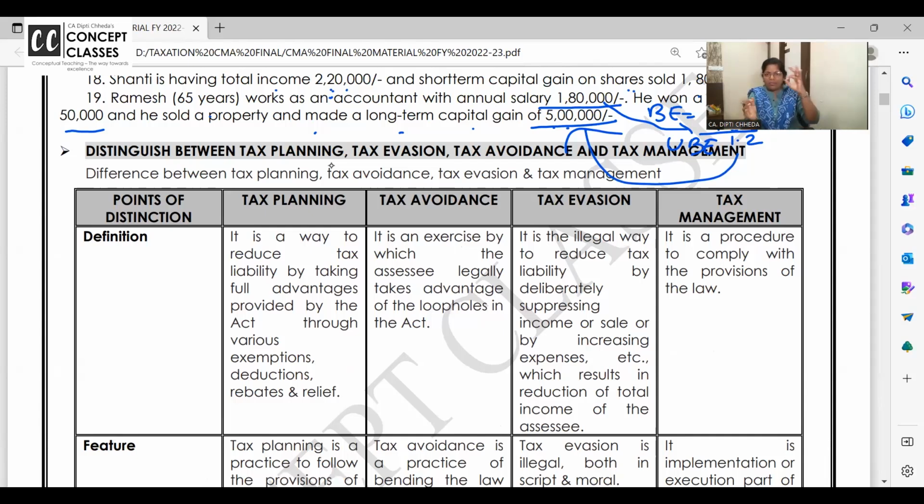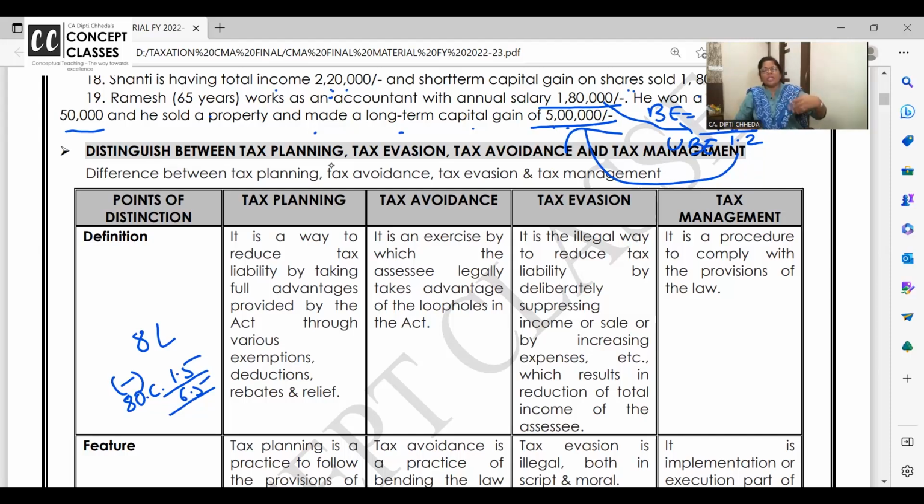So just one line explanation I want to give. Tax planning is knowing the tax benefits and planning. For example, if my total income is 8 lakhs, can I plan and put my 80C, PPF, and claim the exemption and reduce my income? This is tax planning.